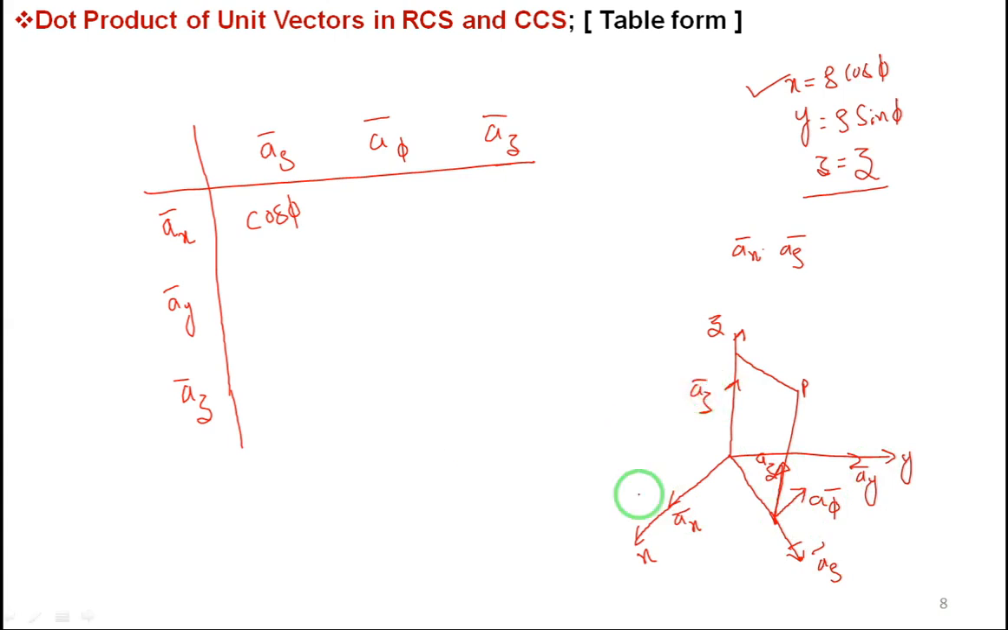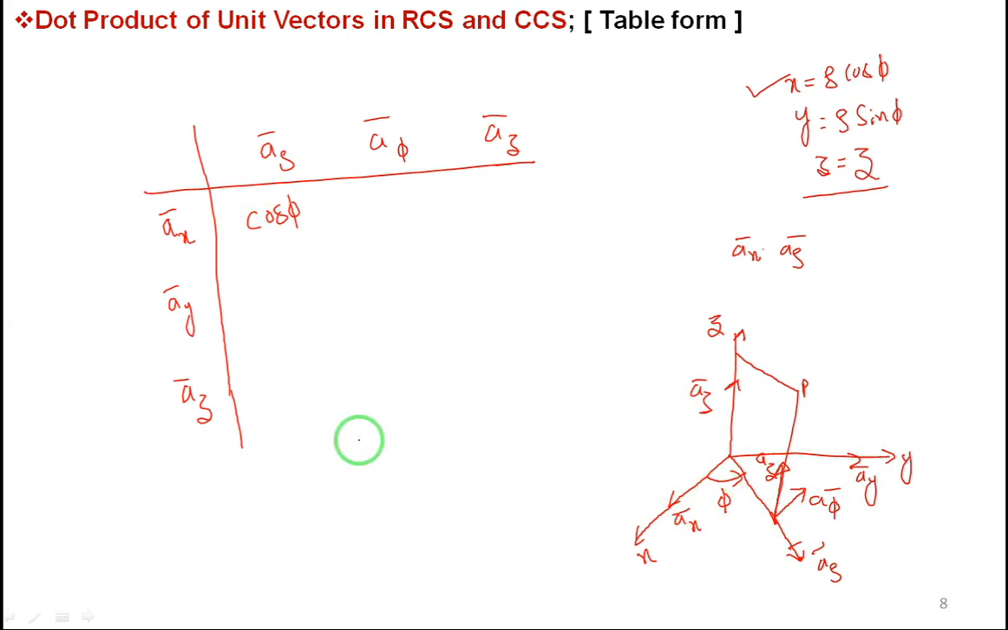Then I want to take the dot product of ax and a rho. Ax is here and a rho is here, right? And this rho is making angle phi, right? So I want to take the dot product of ax dot a rho. The angle is phi. The magnitude of a rho vector is 1, so 1 cos phi, so just cos phi. I am not writing 1 because the magnitude of vector a rho is 1. Geometrically we can see that the angle between ax and a rho is phi. So if I take the projection of a rho vector onto ax vector, it is cos phi, because we have seen the scalar projection, right?